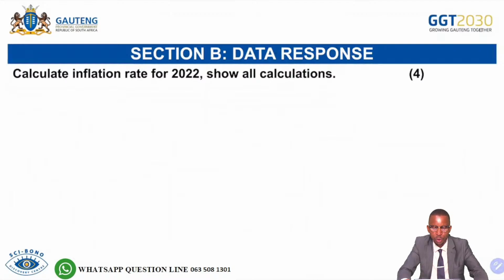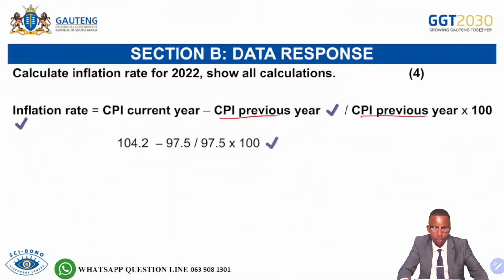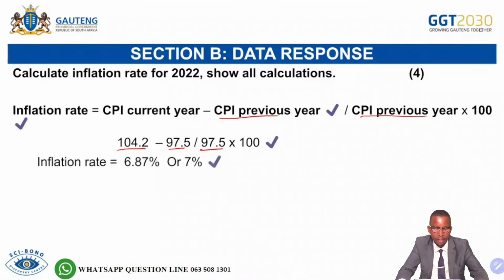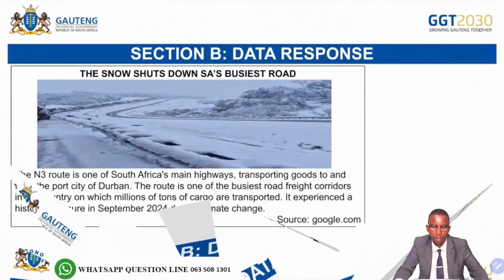Calculate the inflation rate for 2022, and show all calculations. So remember, we say inflation rate equals CPI for the current year minus CPI previous year over CPI previous year, multiplied by 100. So we substitute here. Our current year, in this case, is 2022, previous year is 2021. So substituted: 104.2 minus 97.5, divided by 97.5, multiplied by 100. Then we get the inflation rate, which is 6.87% or 7%. It is above the inflation target. That gives you 4 marks.